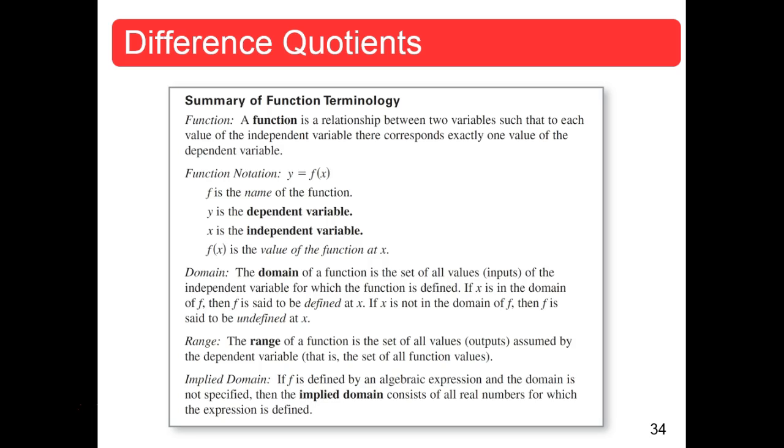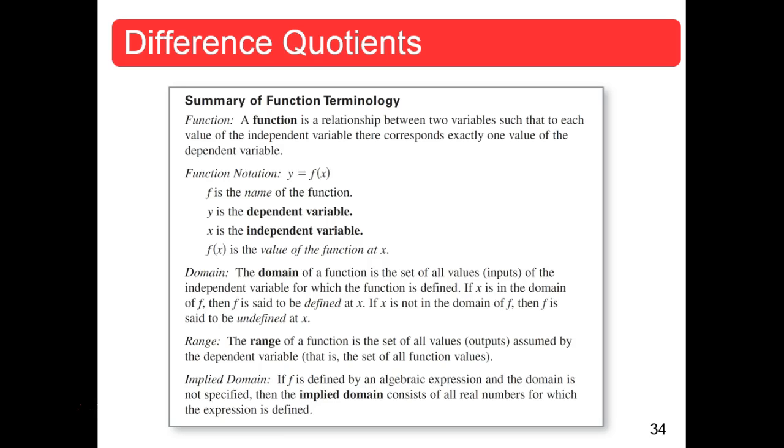Now, here's a summary of what we've been doing. Function terminology. A function is a relationship between two variables such that to each value of the independent variable, the first variable in the ordered pairs, whatever you want to call it, there exists one and only one dependent variable. Give me an x, there's only one y. Okay? Here's the function notation. Main thing to remember, y is equal to f of x. Remember that. F is the name of the function, y is the dependent variable of that function.